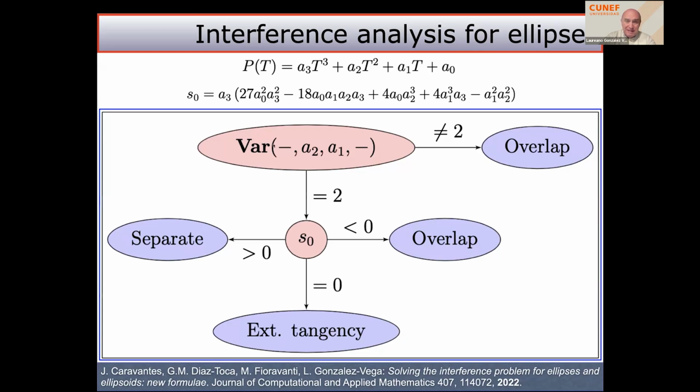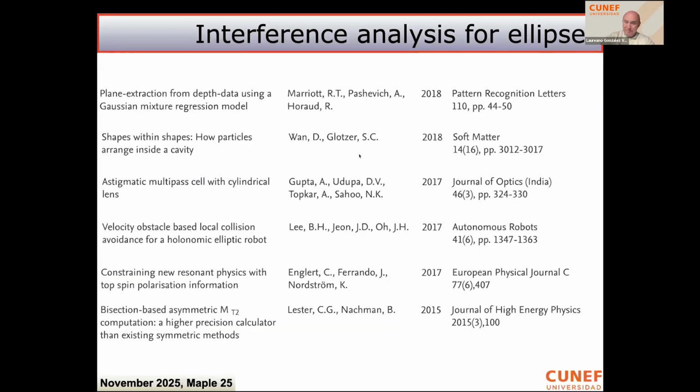Here, bar means the number of sign conditions in this set of 4 numbers. This is negative and this is negative. So let me mention before entering the next step that this kind of formula has a lot of applications in soft matter, computational physics, and optics, and has been used in at least these concrete references.